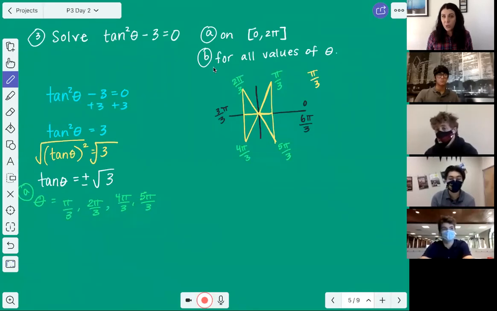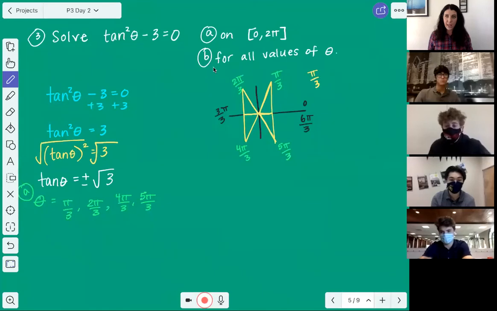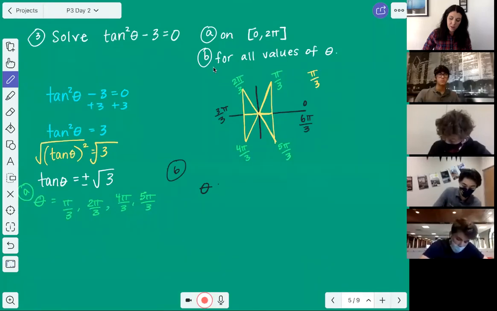And what we want to do is write an equation for those. Here's what that would look like. I'm going to give you the answer first, and we're going to work backwards to the explanation. So we're going to have theta equals, this is for part B for all values. We're going to take an angle that we're starting with.